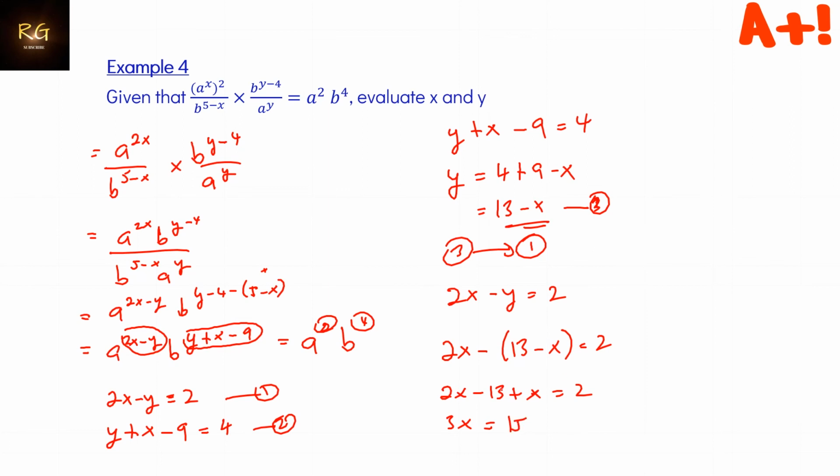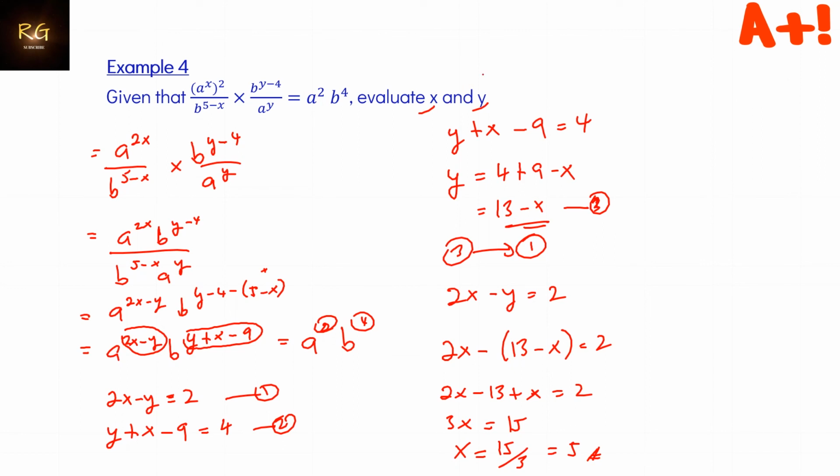Okay, 2x plus x is going to give me 3x, and then negative 13, if I bring it to the right hand side of the equation, is going to be positive. So 2 plus 13 is going to give me 15. So x equals 15 over 3, which equals 5. Alright, so I found the value of x, but I need to find the value of y.